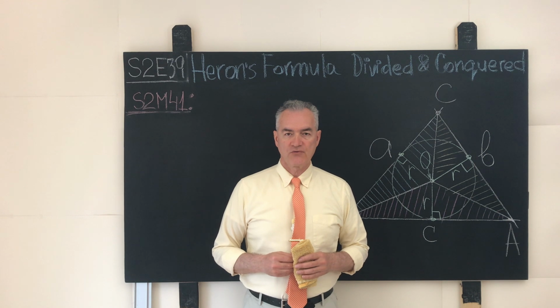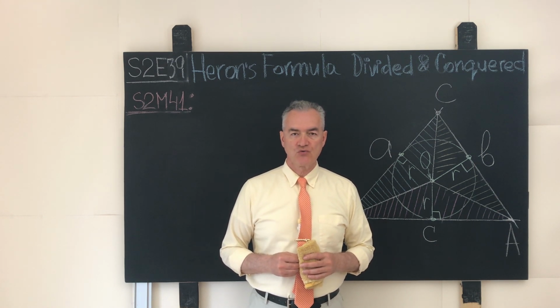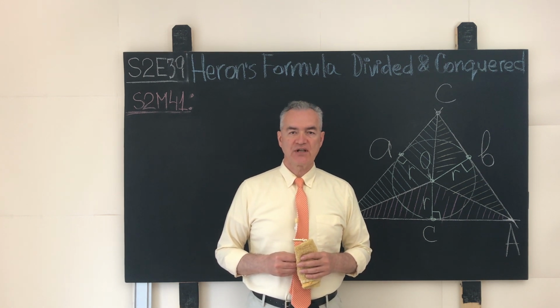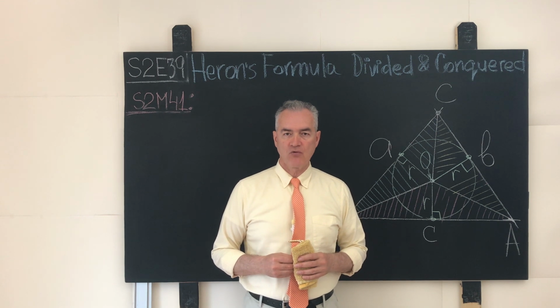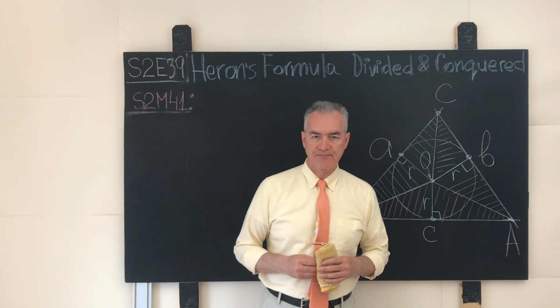In this segment of this video, we will use the divide and conquer problem solving approach in order to prove that the area of each and every Euclidean triangle can be represented as the product of the length of the inradius of that triangle and its semi-perimeter.